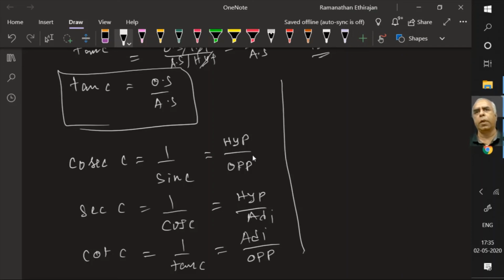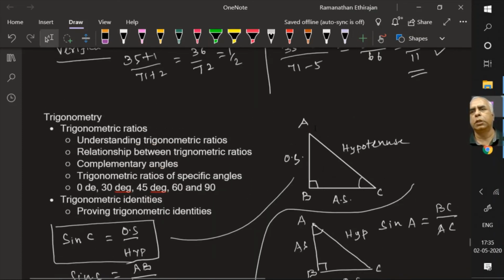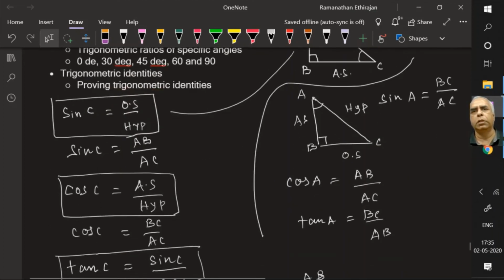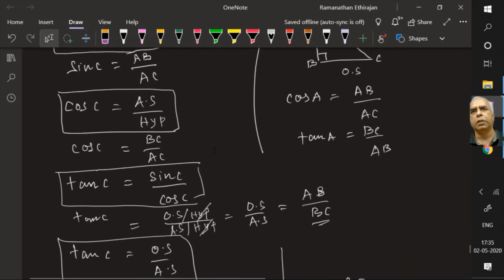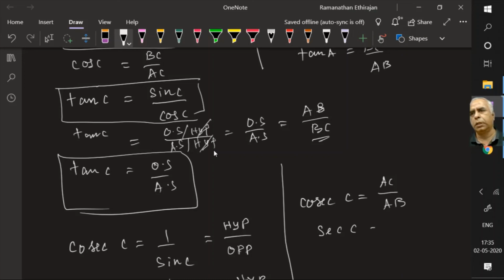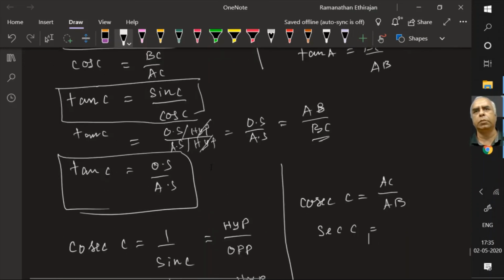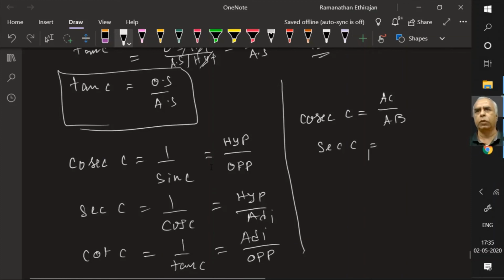For instance, what is cosecant C? Looking at the diagram, the hypotenuse is AC, so AC by AB. That is the reciprocal of sin C. Similarly, secant C is the reciprocal of cos. Cos C is BC by AC, so secant C is AC by BC.